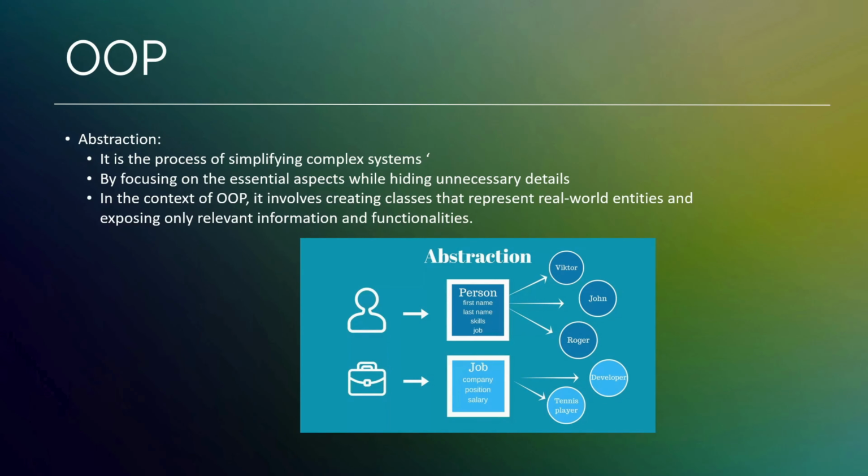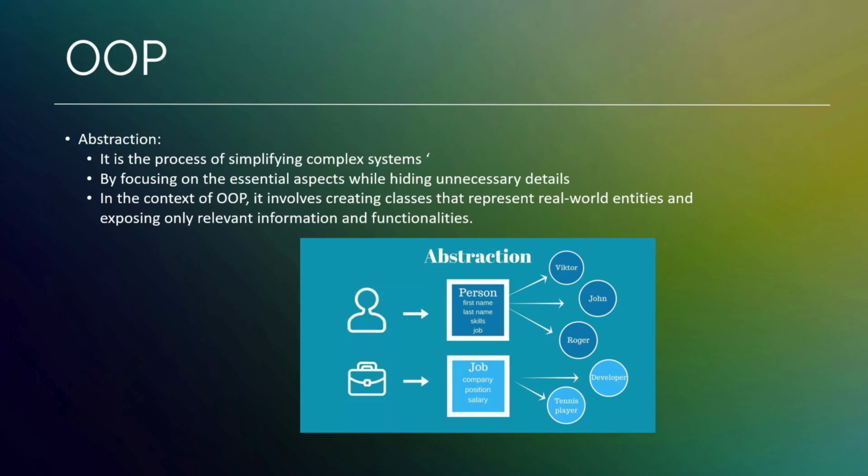And now let's understand the concept of abstraction. Abstraction is the process of simplifying complex systems. We just focus on essential aspects and we hide the unnecessary details. Either they are unnecessary or we do not want to show them to the user. So in the context of OOP, it involves creating classes that represent real world entities and only exposing relevant information.